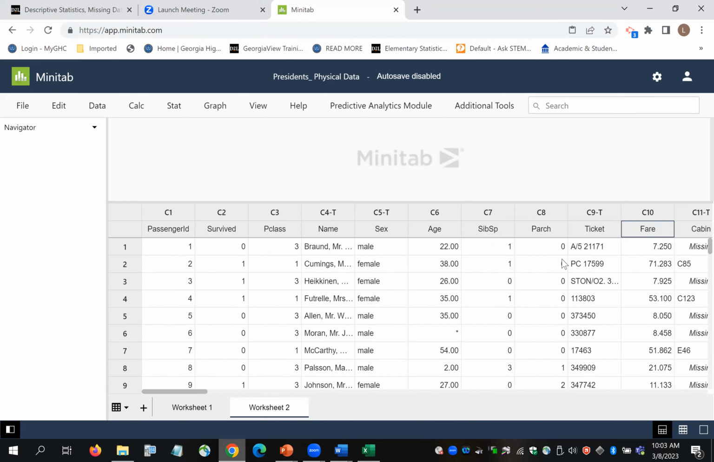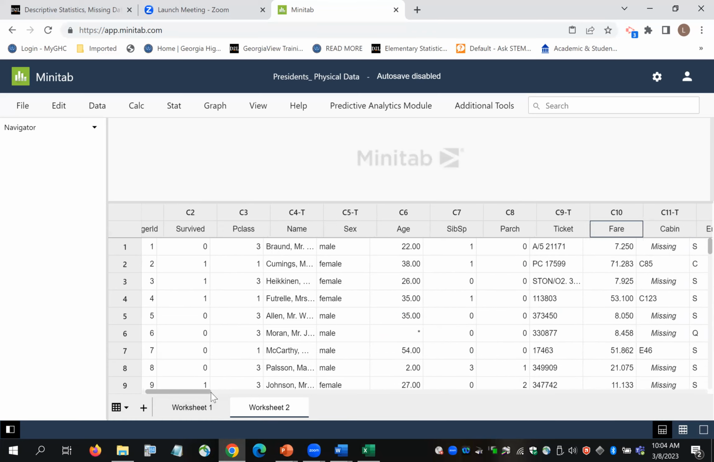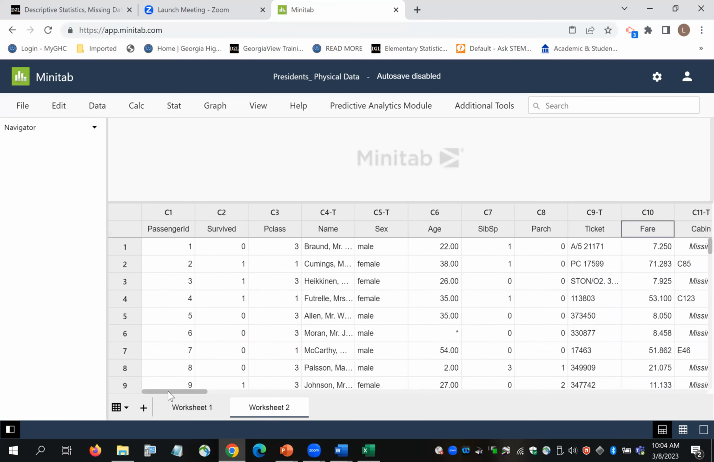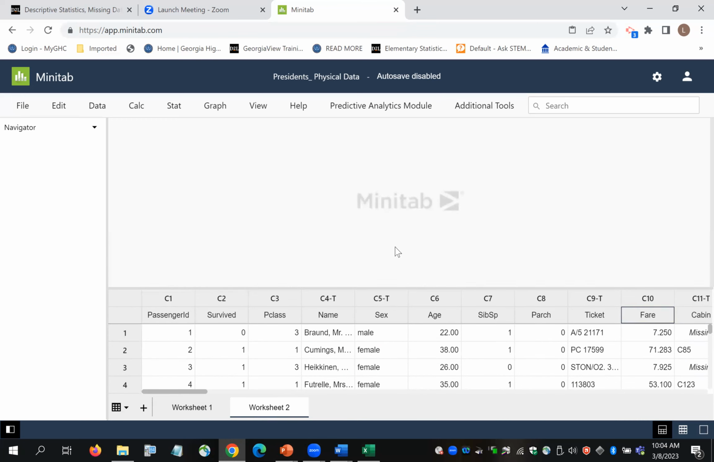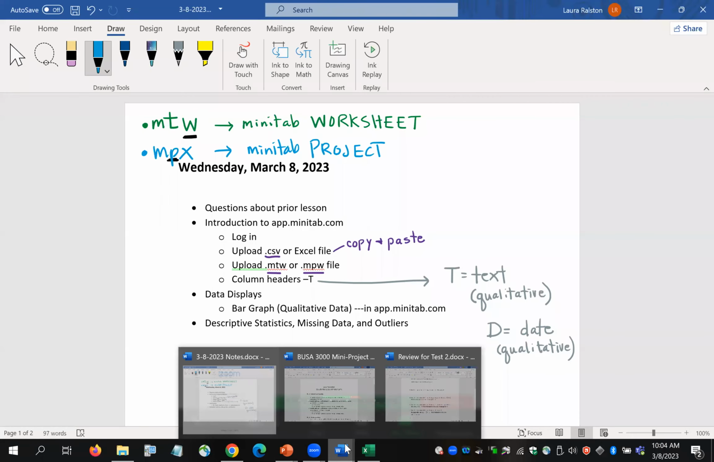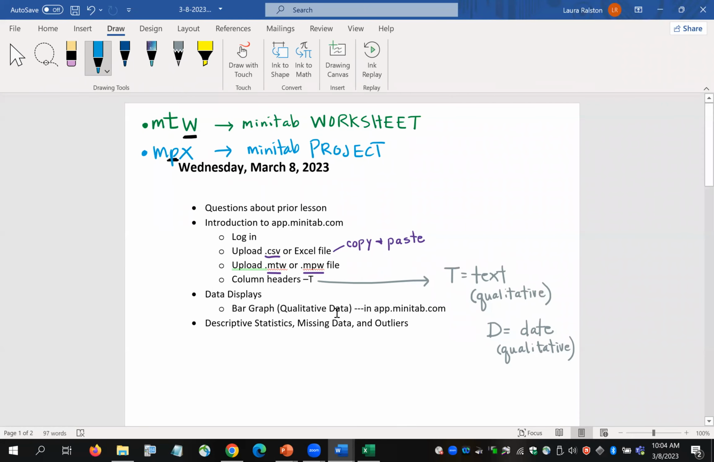But again, you may want to investigate what information you have. I can see that column 4 has text, column 5 has text, column 9 has text, and column 12 has text. Okay. So that helps me know which columns I can use to create a bar graph, because a bar graph applies only to qualitative data.